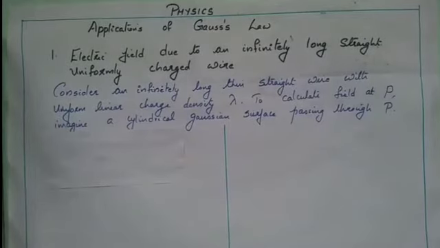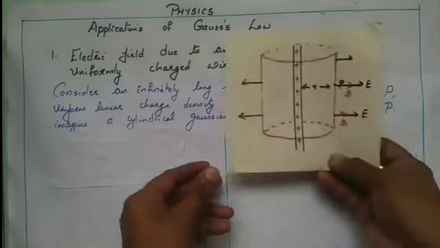Electric field due to an infinitely long, straight, uniformly charged wire. Consider an infinitely long, straight wire with uniform linear charge density lambda. To calculate the field at the point P, imagine a cylindrical surface passing through the point.